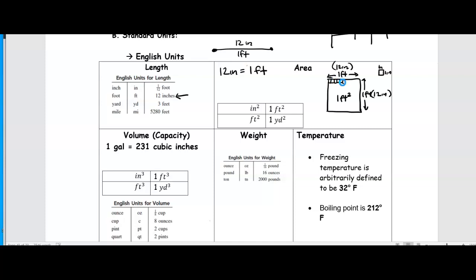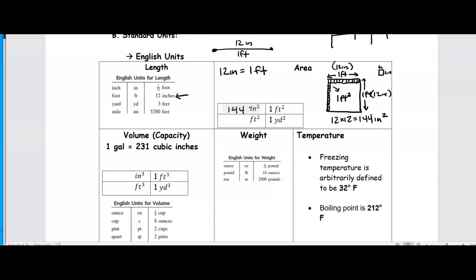1, 2, 3, 4, 5, 6, 7, 8, 9, 10, 11, 12. Pretend those are squares. And then we get 12 going down. So 2, 3, 4, 5, 6, 7, 8, 9, 10, 11, 12, and then we would fill them in. We'd fill in this entire square, and we would get 12 by 12, or 144 square inches. So that's the visual for that. So 144 square inches equals a square foot.